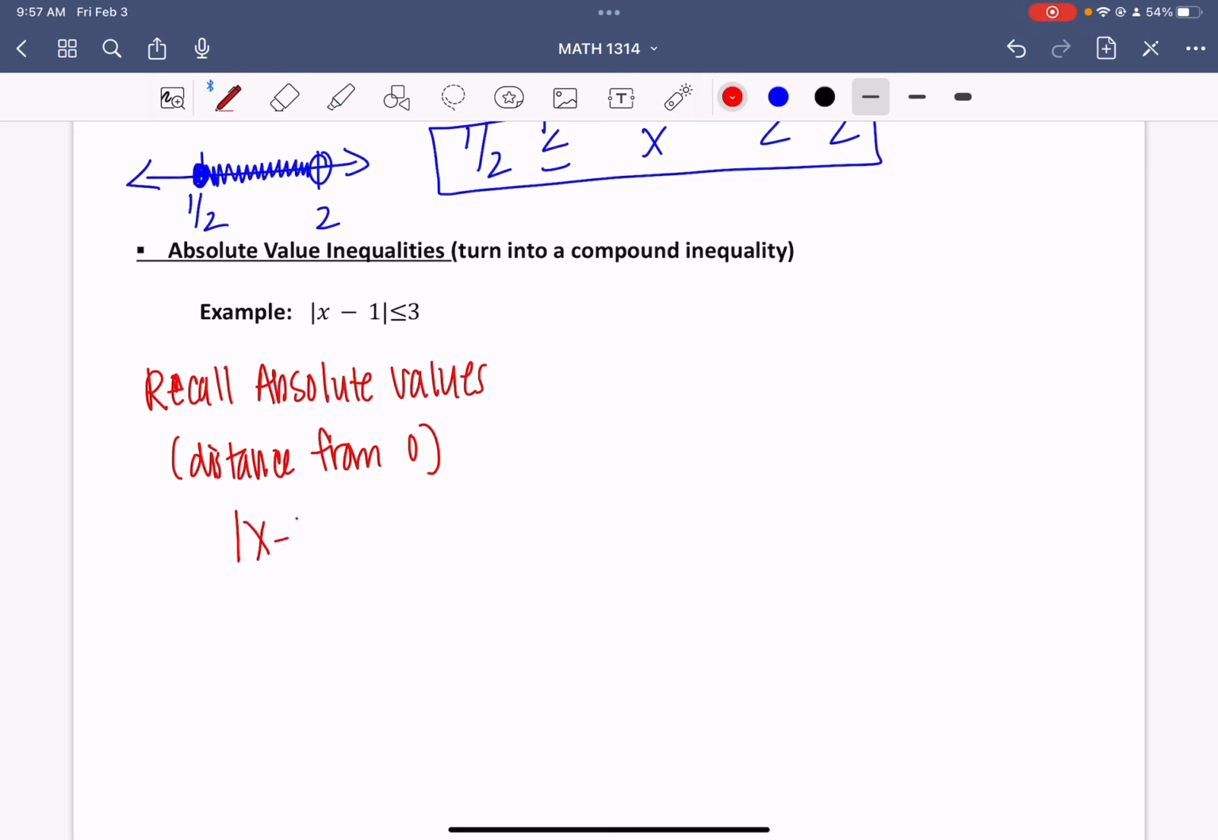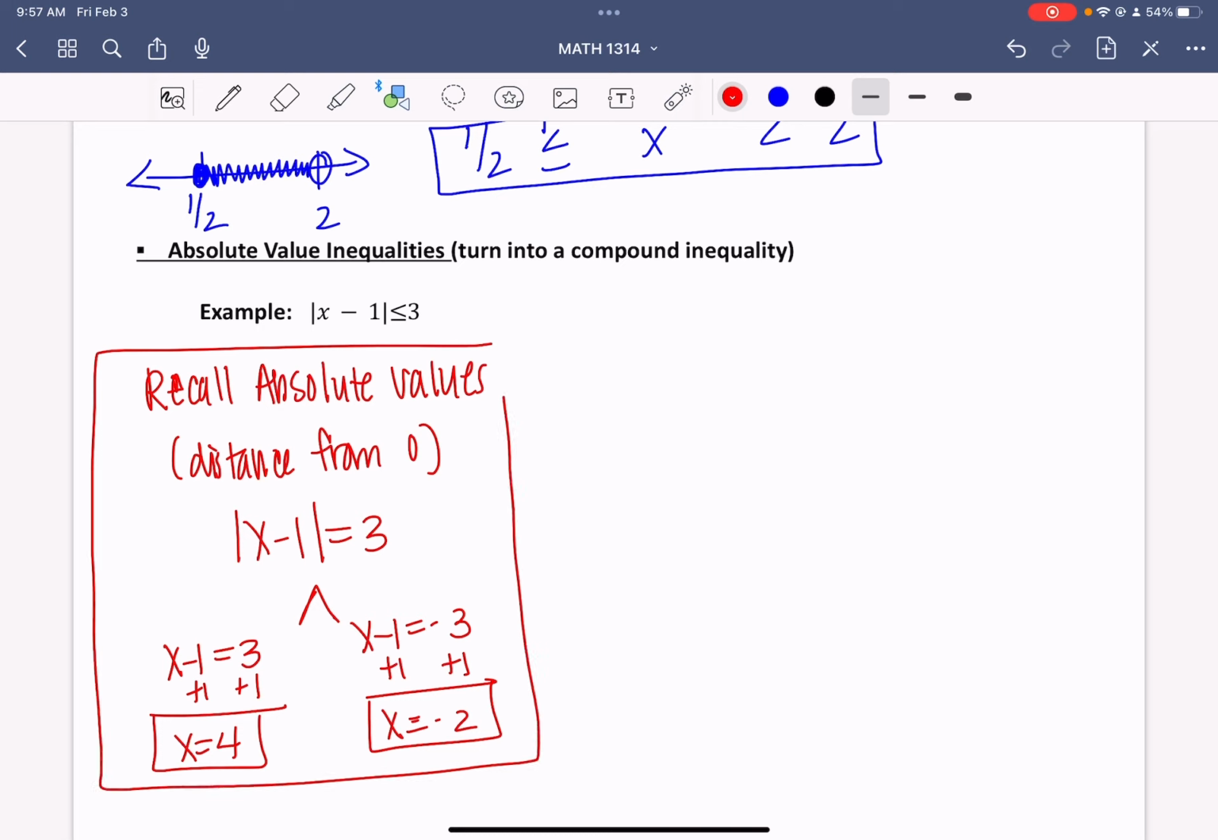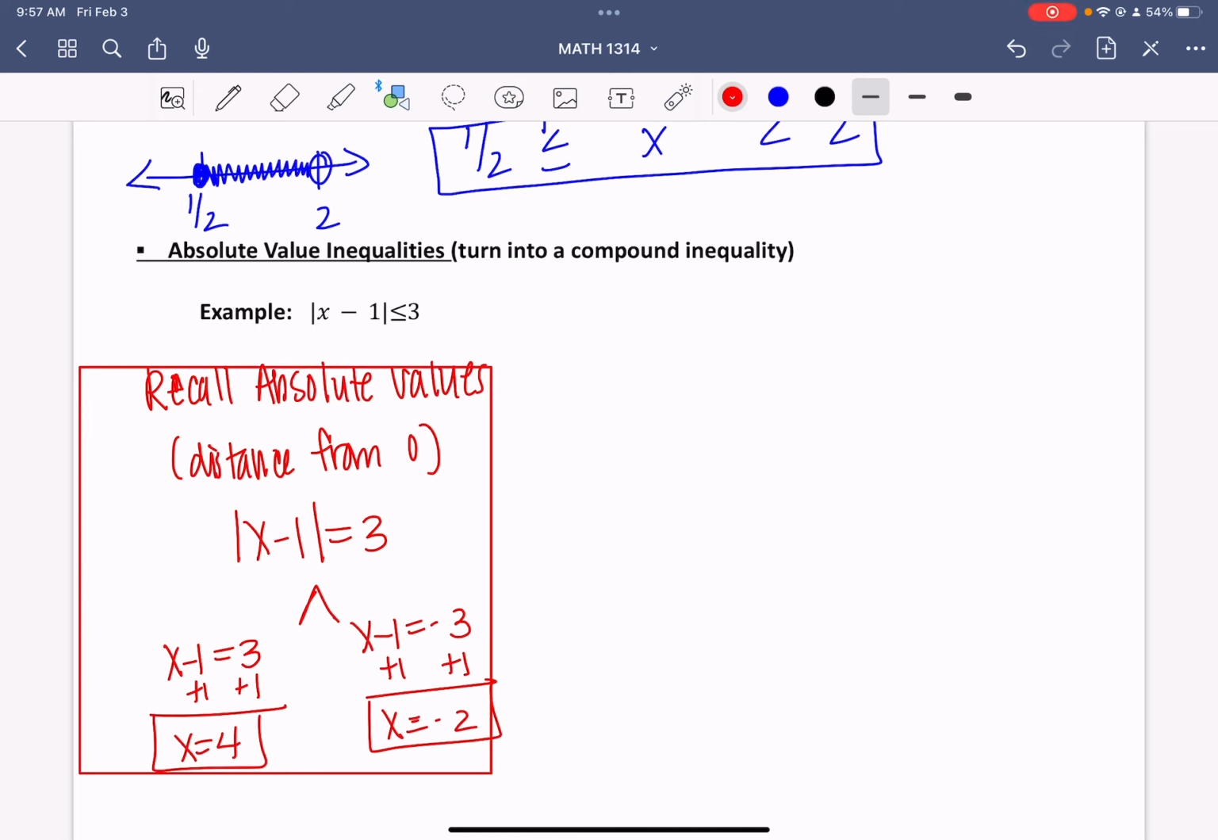So if I have the absolute value of x minus 1 equal to 3, and I want to solve that out in an equation sense, I would say, well, then x minus 1 could equal 3, or x minus 1 could equal negative 3. And then I could solve both of those individual ones out. So I get x to be 4. I could add 1 to both sides here, and that gives me x to be negative 2. So in the case of solving a simple equation of absolute value, I get 2 values.